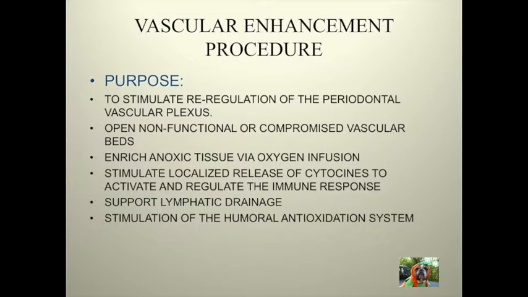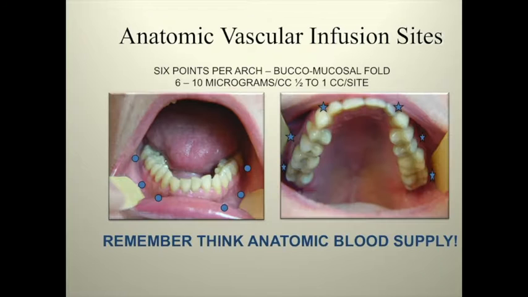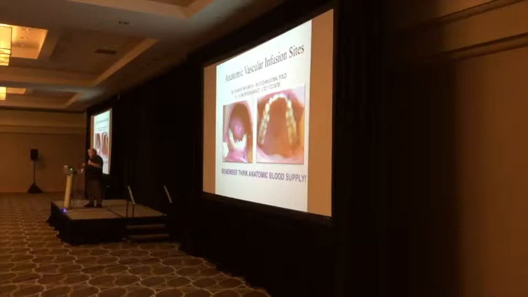So when you think about periodontal care, everything's been inside the pocket, right? Everything we treat is inside the pocket. Well, there's a hell of a lot more to the periodontium than that. And this is where we talk about these vascular enhancement procedures, where you can actually take the ozone and infuse it into the buccal mucosa itself. We know that it goes into solution, creates those peroxides, and you use the vascular system to carry those peroxides into the deeper tissue.